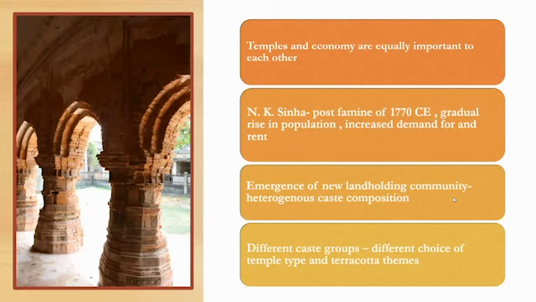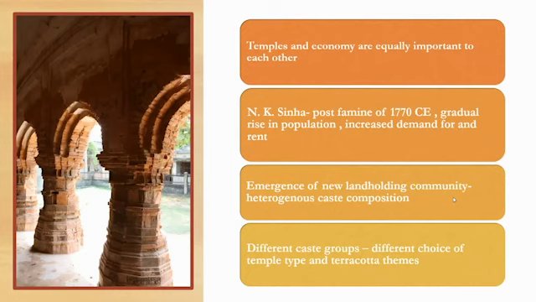N.K. Sinha has argued that post the famine of Bengal in 1770, there was a gradual increase in population. The inevitable consequence of this was the increased and heightened demand for land and its rent. In addition to this, the economic policies of the East India Company, particularly after the introduction of permanent settlement, led to social mobility of many caste groups as a result of their newly acquired land.